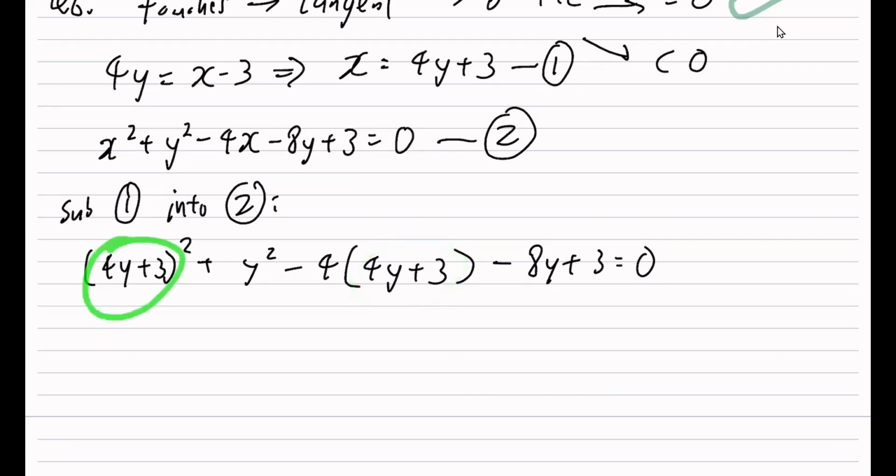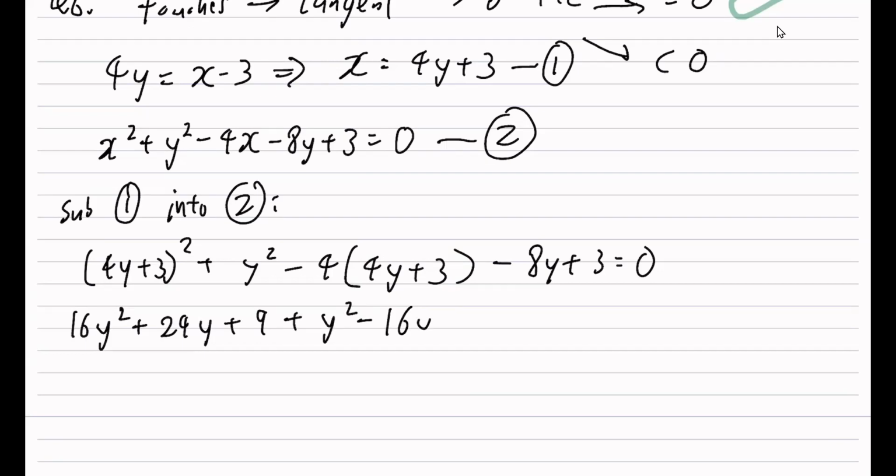So open up the bracket now. (4y plus 3) bracket square. What do you get? 4 square, 16y square, plus 2 times 4 is 8, 8 times 3, 24y. 3 square is 9, plus y square, minus 4 times 4, minus 16y, 4 times 3, minus 12, minus 8y plus 3 equals 0. Combine like terms, what do you see? 16y square, 1y square, 17y square.